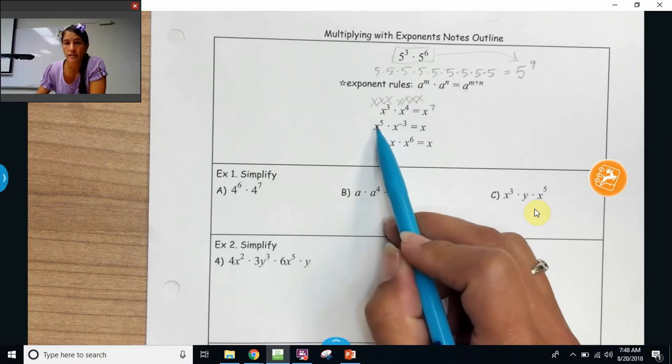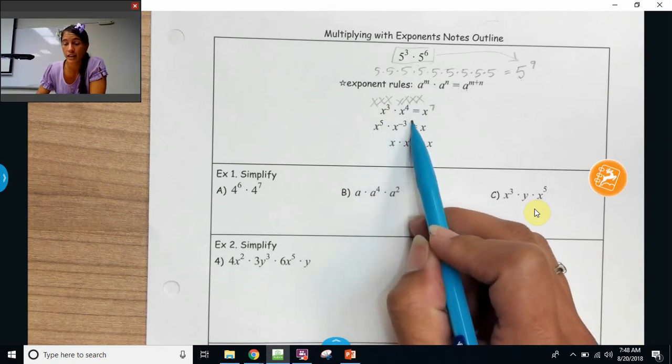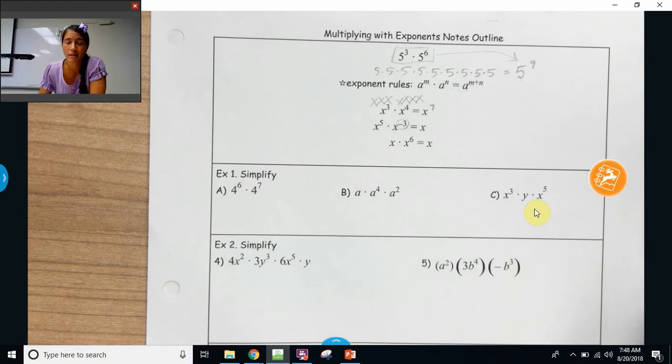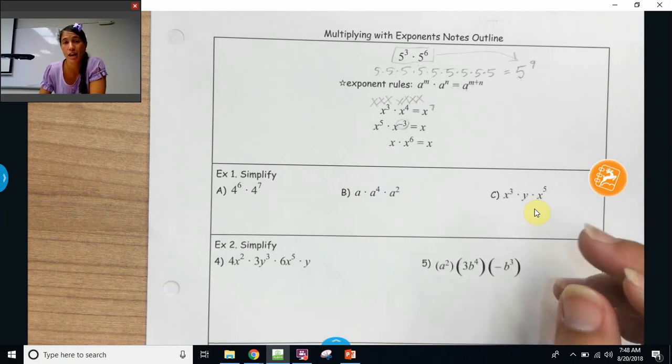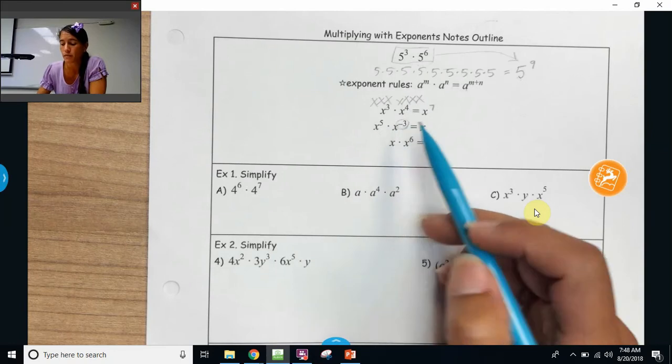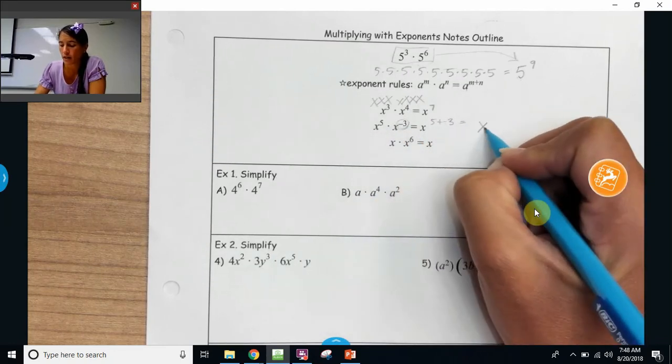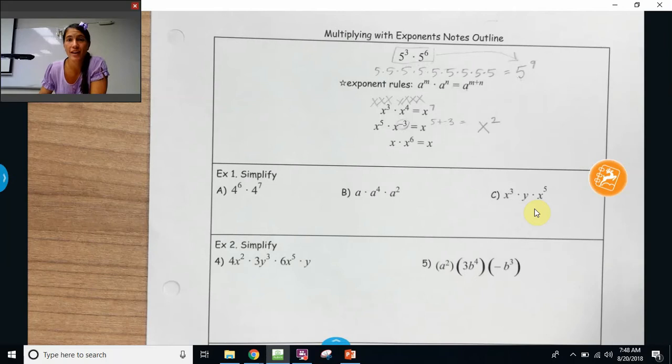This example, x to the 5 times x to the negative 3. And maybe you've never seen a negative exponent, but really it's kind of like dividing. It doesn't mean the number is negative. It means it's dividing by powers. And so you would add 5 plus negative 3, which is positive 2. So x to the second power, x squared.